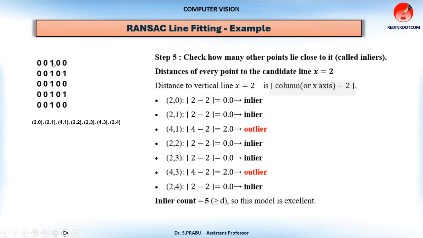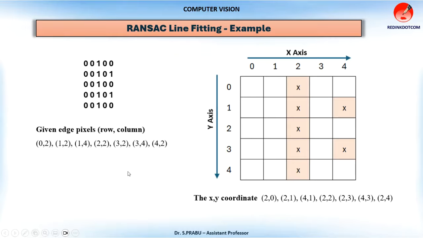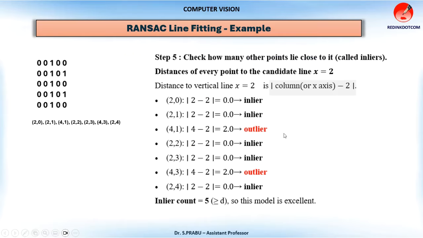So these 5 pixels are taken only for the straight line. Up to this, we are calculating for only 2 pixels. This process can be repeated n number of times. In our example, the n value is 7. So 21 times this process can be repeated for different starting pixels and end pixels.